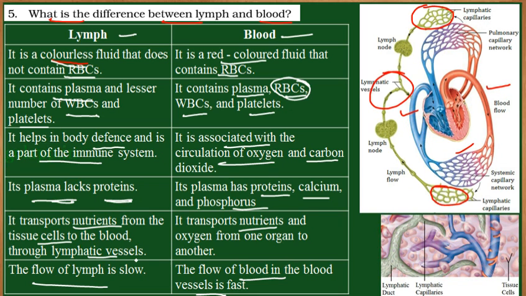Both lymph and blood help in transportation of nutrients. Blood transports nutrients from one organ to another, whereas lymph transports nutrients from tissue cells to the blood. The flow of lymph is very slow and it finally connects to the circulatory system, whereas the flow of blood in the blood vessels is fast due to the force applied by the heart. Blood circulates, and the filtered fluid forms the lymph. So these are the differences between the lymph and the blood.